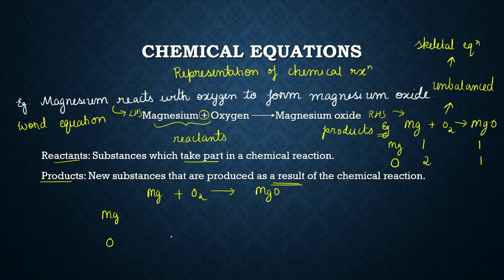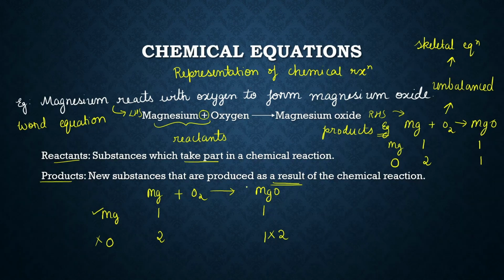Now below the reactants, you need to write how many atoms of each element are present in the reactant. So magnesium, I have one atom, and oxygen, two atoms. On the product side, I have just one atom of magnesium and one atom of oxygen. So here magnesium is balanced, so you need not worry about magnesium, but oxygen is not balanced. In order to balance, I can make 2 on both the sides. So what I'll do for that, I'll multiply the product side by 2.